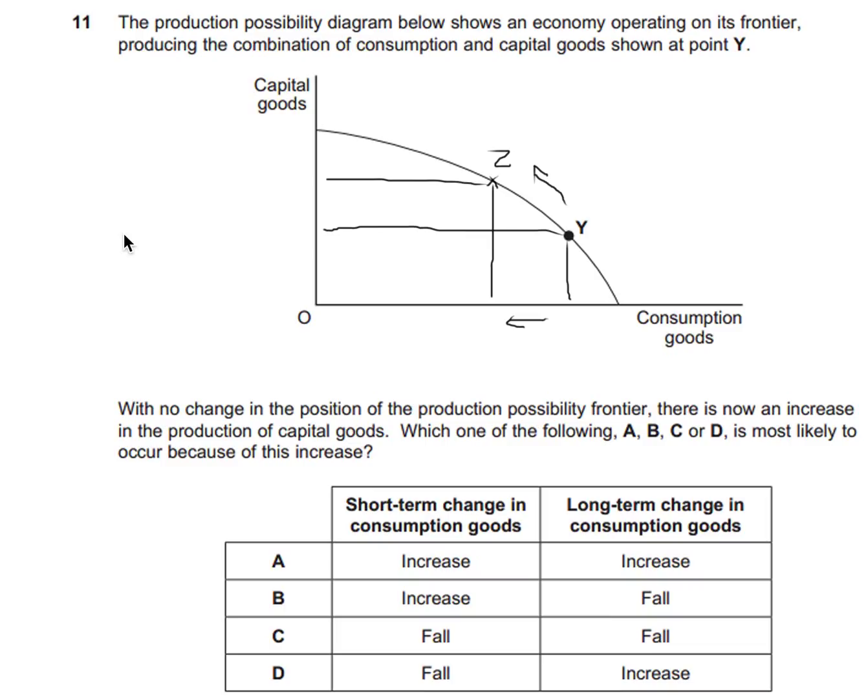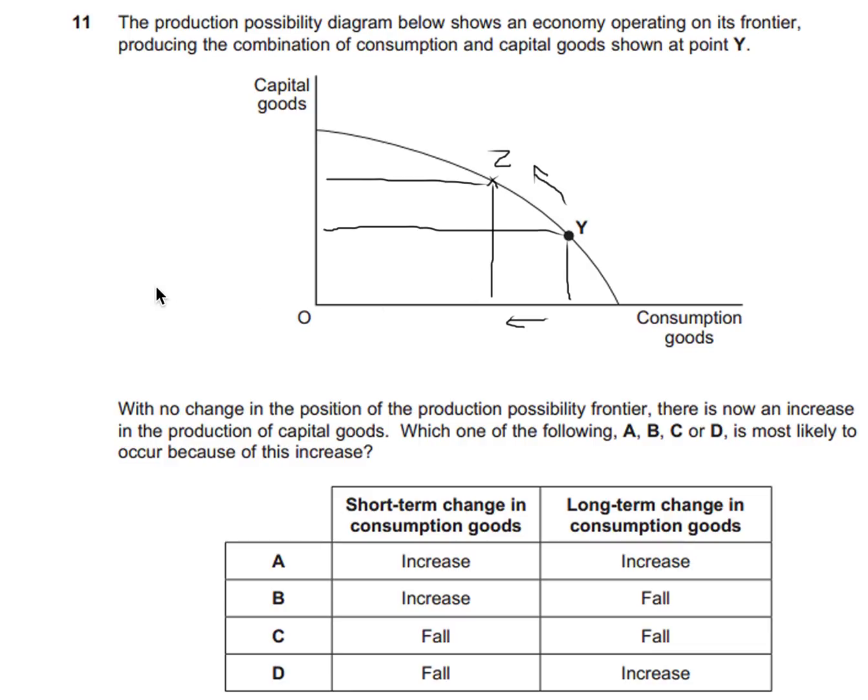This is question 11 on June 2013. The production possibility diagram below shows an economy operating on its frontier, producing the combination of consumption and capital goods shown at this point Y.